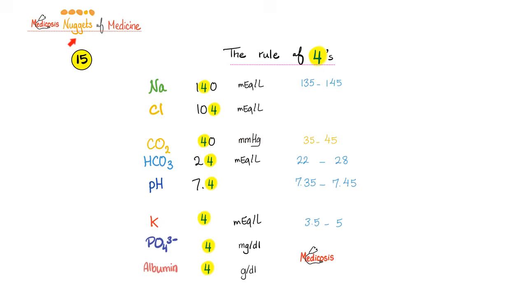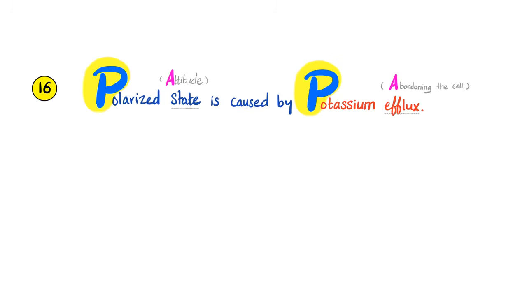Arrhythmia. Nugget number 15 is the rule of fours. It's going to save you hours throughout your career. Nugget number 16: the polarized state is caused by potassium efflux.